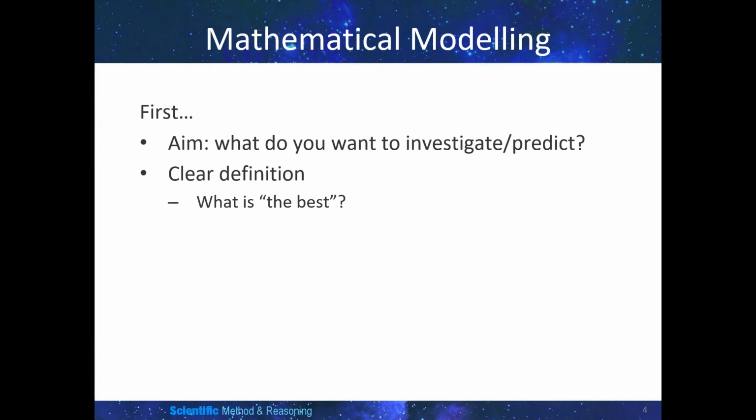Now, let's start off by talking about the aim of your mathematical model. You will need to be clear about what you want to investigate or predict using your model. Make sure that you have clear definitions on keywords of your model. Say, maybe you want to rank the best restaurants in town. So here, what do you mean by the best?